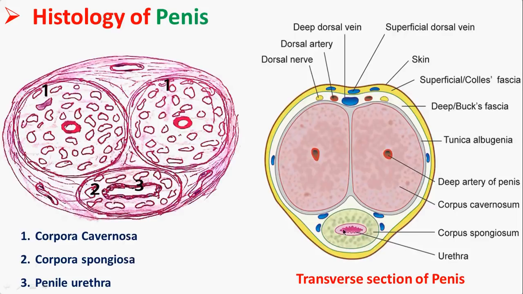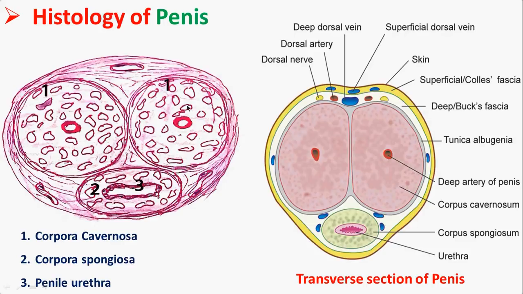This is the part of the urethra that is present in the corpus spongiosum, and the corpora cavernosa. This is the deep artery of the penis. This is the deep dorsal vein, and this is the dorsal artery and dorsal nerve, and this is the superficial dorsal vein, and lastly this is the skin. This is the Colles fascia, and this is the Buck fascia.